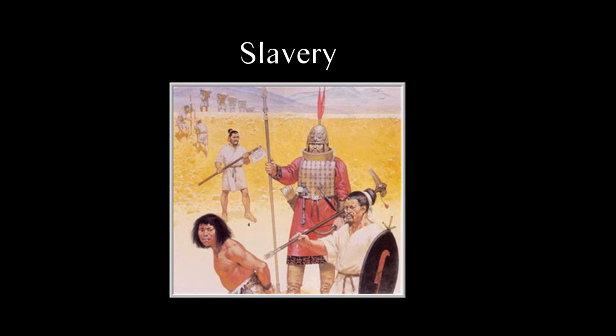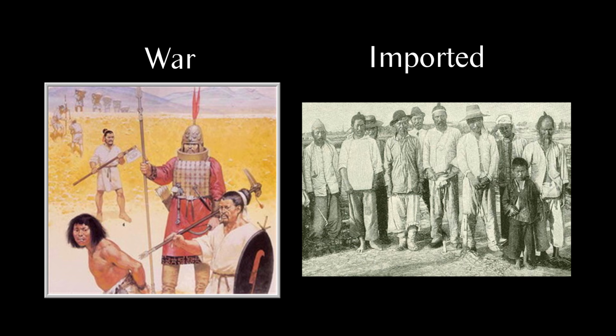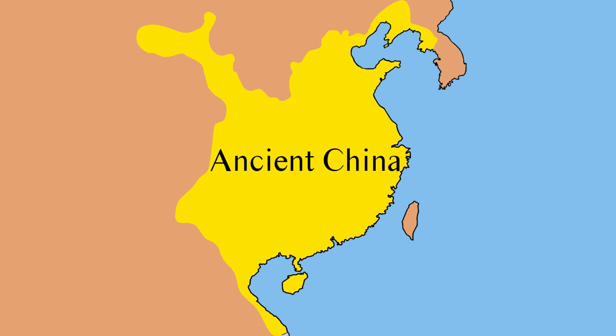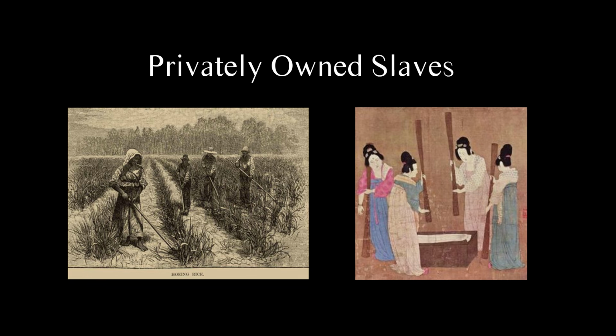Slavery was a noteworthy subject in ancient China as well. While there were still slaves obtained through war or imported from other countries, there were other ways people could become slaves. For certain crimes, a punishment known as gong was used in which a man is castrated and forced into labor by the government. In ancient China, privately owned slaves were often forced to help farm and harvest or work in industries like silk production.